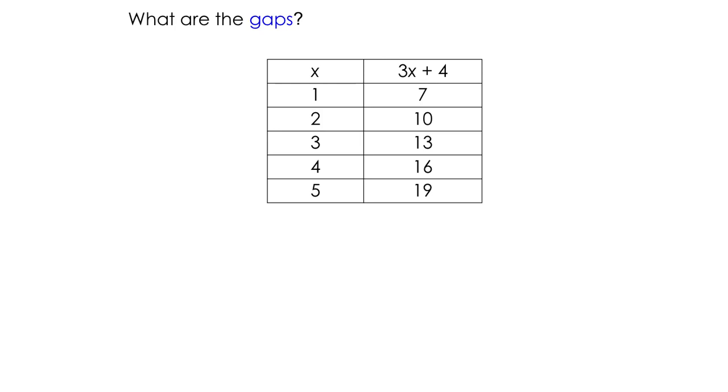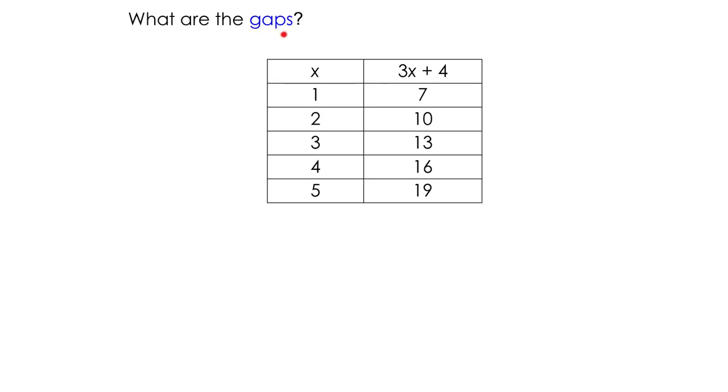I want to switch gears a little bit here. I want to talk about gaps. So here's an example of a function table. I know it's a function table because each input has exactly one output. 3x plus 4 is the rule of the function.